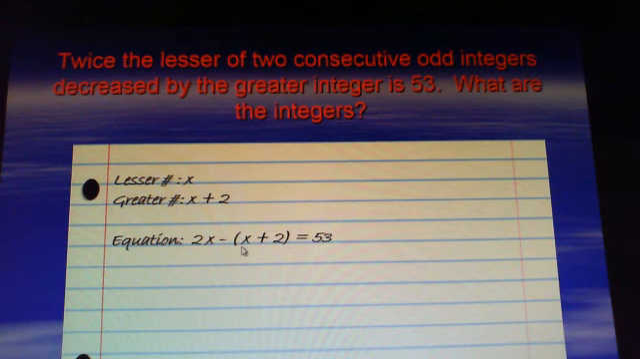If it was a plus, the parentheses wouldn't be as important. But because it's a minus, you have to make sure you put the parentheses around that number. And that has to equal my 53. And then they want to know what the integers are. Now that we know what the equation is, go ahead and try to solve it real quick.